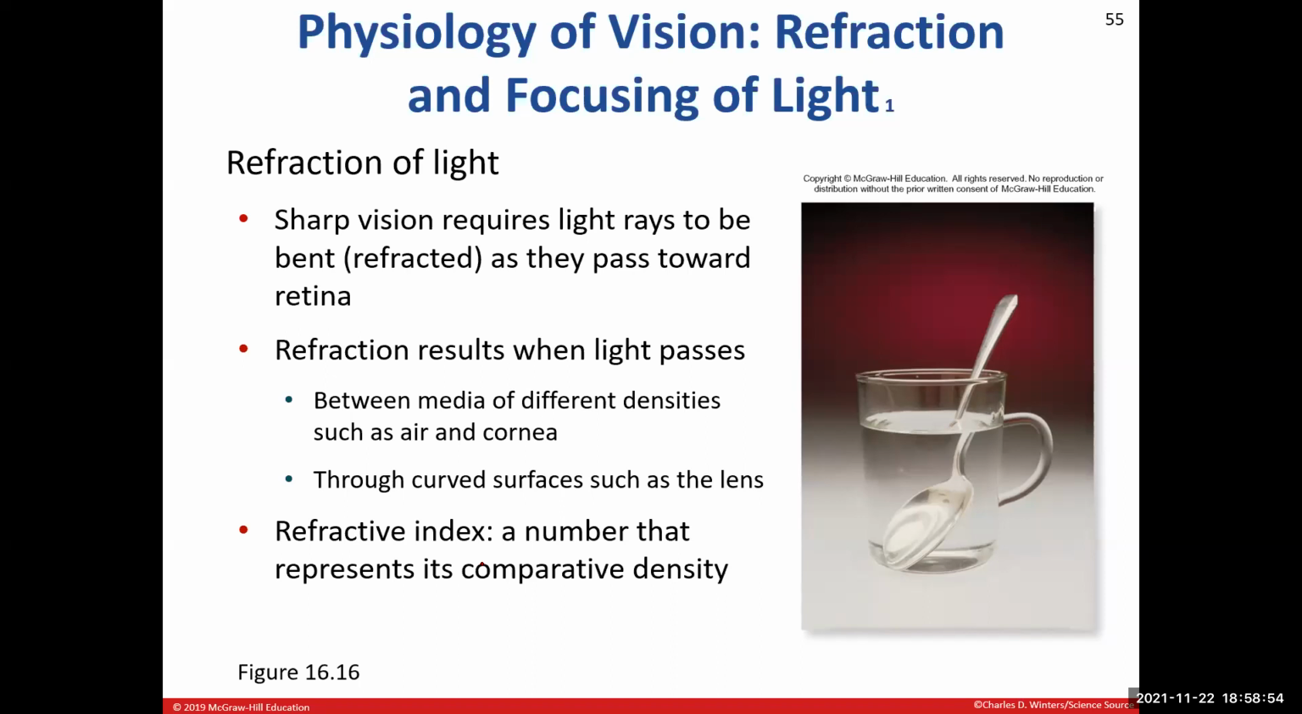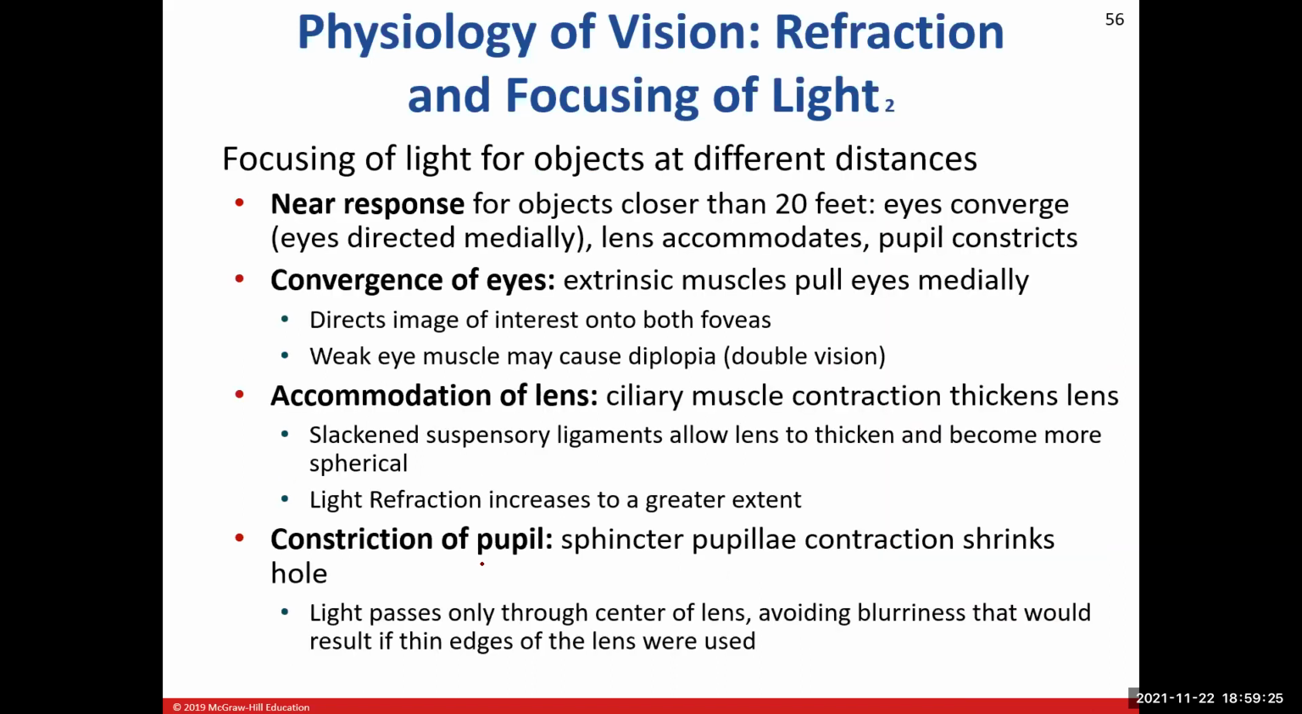Basically, what this picture is showing us is that light travels differently in air, it travels differently in water or liquid, and it travels differently through solids, right? So that's what we're going to see here. Certain media will bend the light more and certain media will bend it less. Obviously, when it travels through the air, it's bent less. When it travels through the liquid, it's bent more. So that's what we're going to talk about when we're talking about refraction.